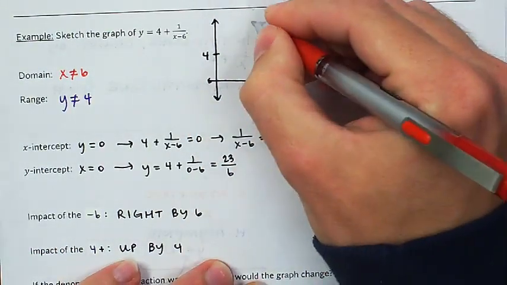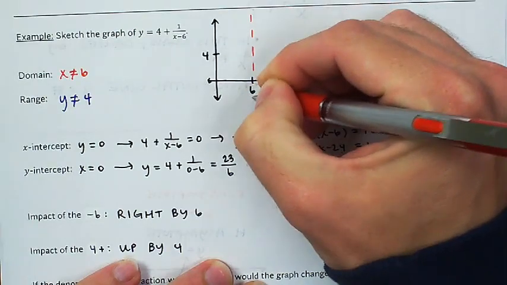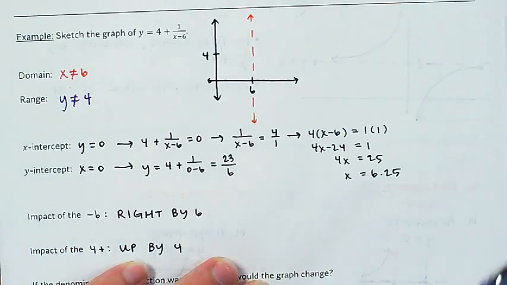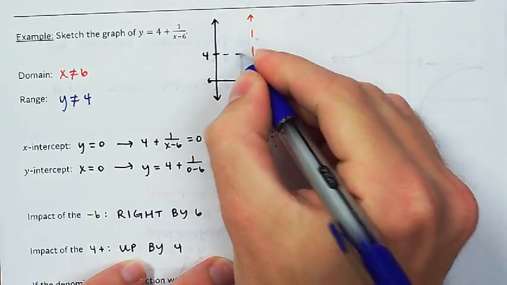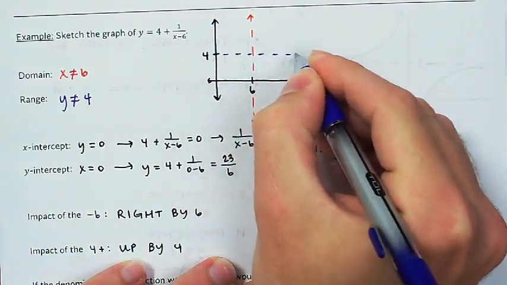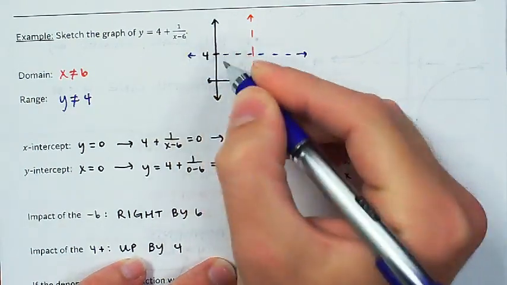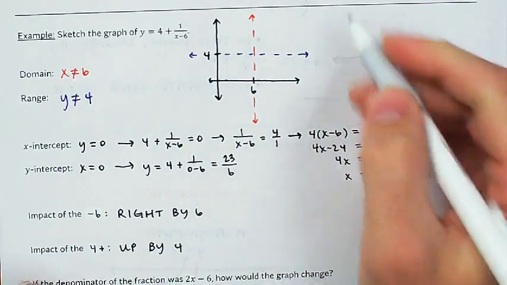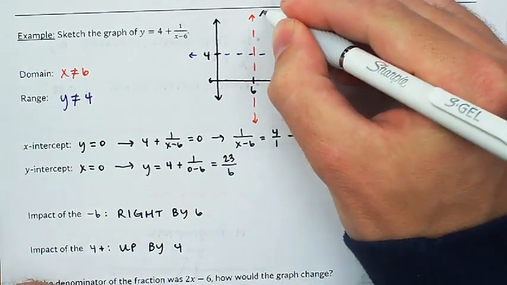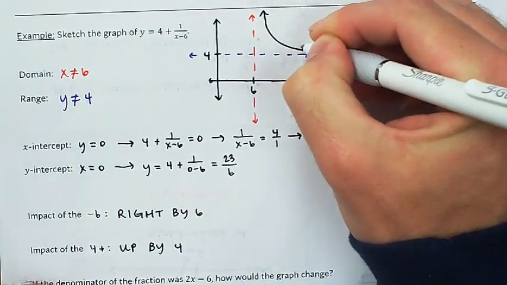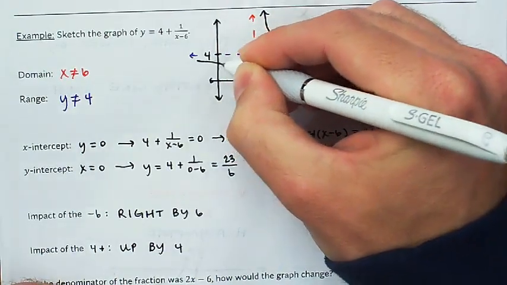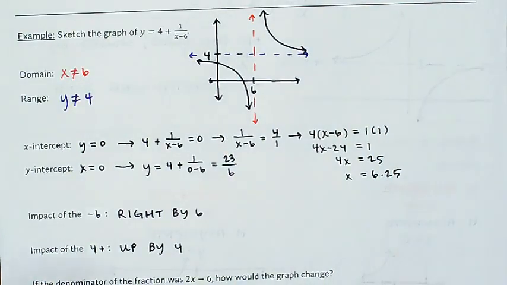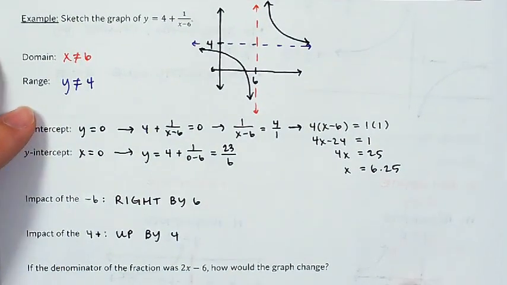Okay, so x can't equal 6. And y is going to not equal 4. But otherwise, it's just that same 1 over x graph. So I'm going to just draw that same one I've been drawing the whole time. And there we go.